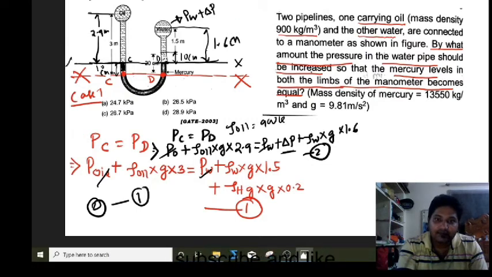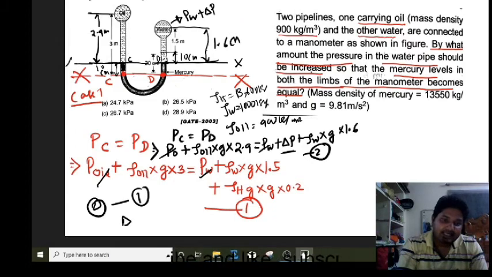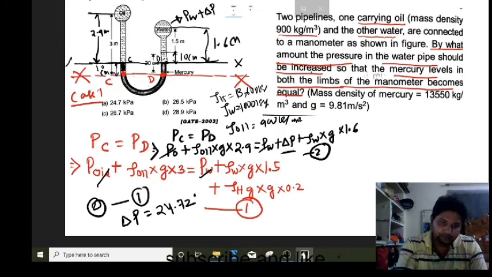Okay, and the density of water is 1000 kg per meter cube, and the density of mercury is 13,600 kg per meter cube. All these values are given. You just put in all these values. The change in pressure is coming out to be 24.72 kilopascal.